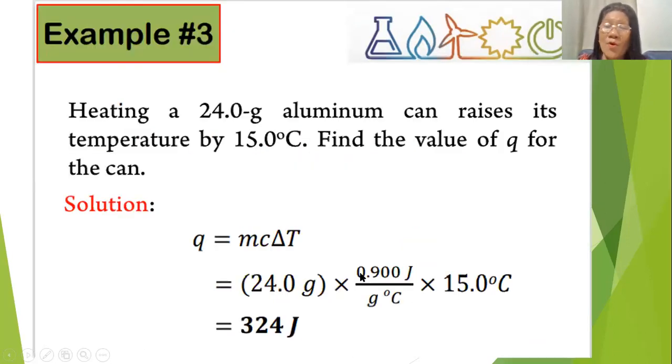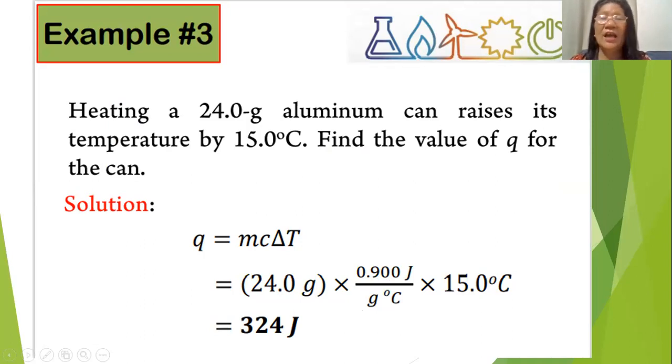Here 0.9. So you can see where we get this. This is the constant for aluminum, 0.900, or 0.9 joule per gram centigrade. Then the change in temperature is 15. So what units can we cancel? Cancel the gram, cancel the centigrade. What remains is joule, which is the unit of your heat.